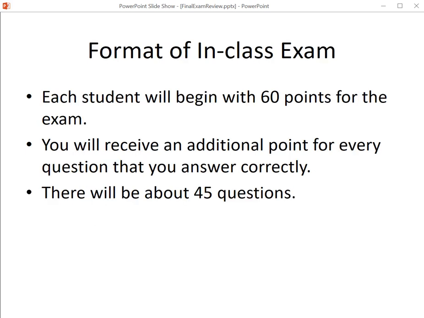Each student will be given 60 points for the exam as a baseline, and then you'll receive an additional point for every question that you answer correctly. And there will be around 45 questions in the exam, each worth a point apiece.